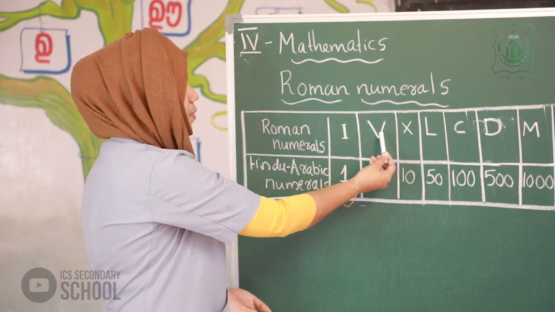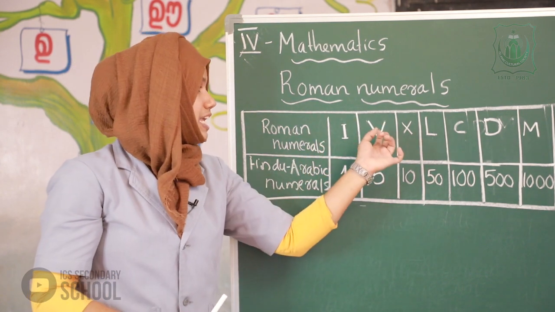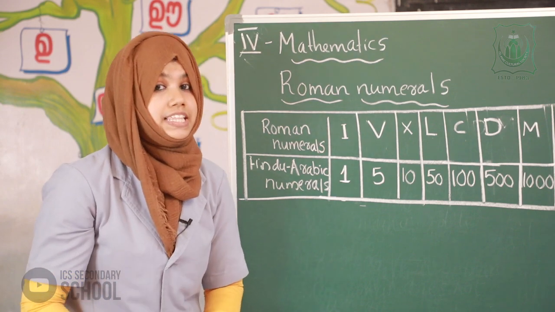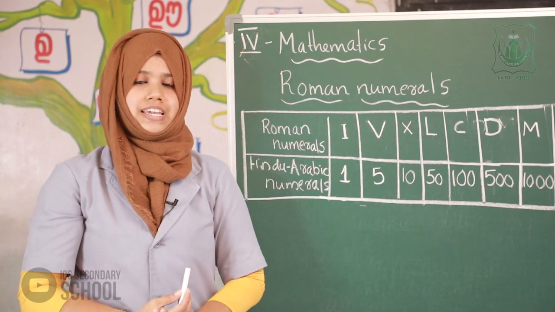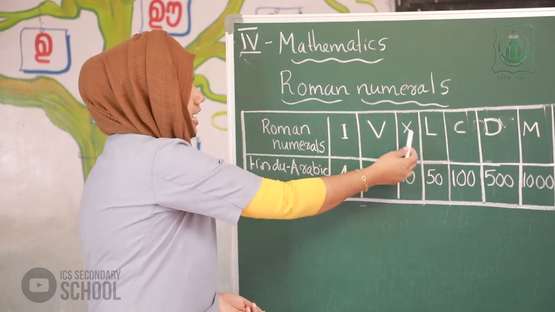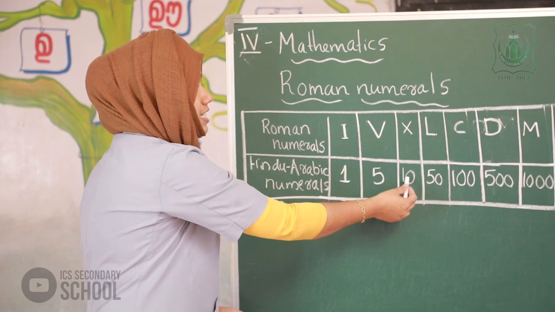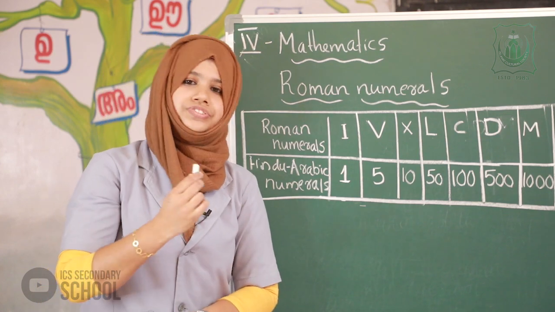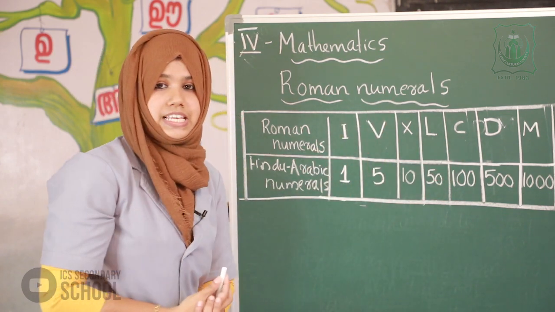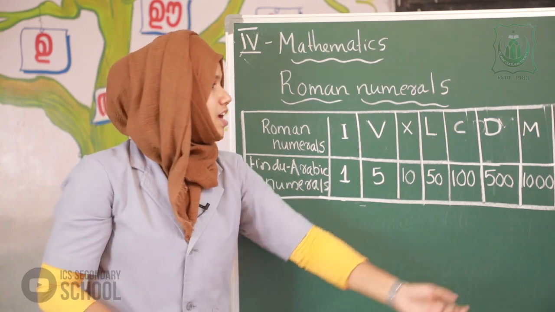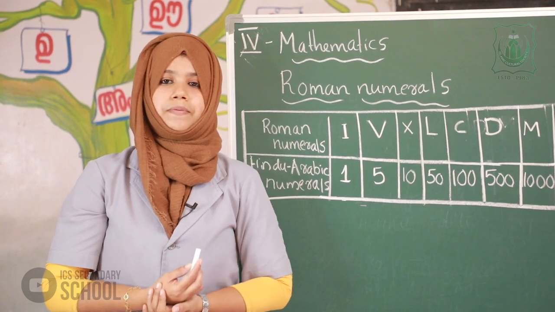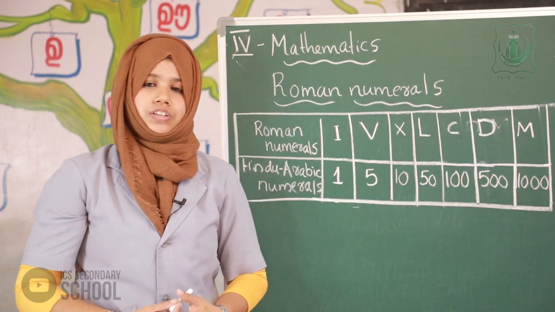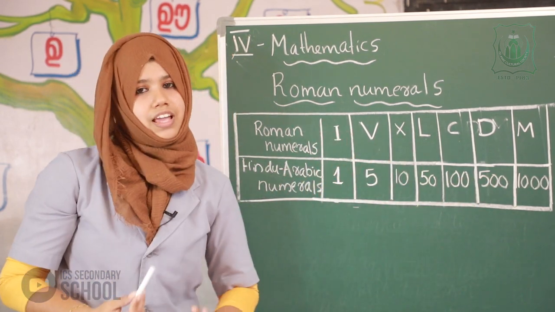The second one is V, and it represents the number 5. The third one is X, and it represents the number 10. L represents the number 50, C represents the number 100, the letter D represents the number 500, and the letter M represents 1000. Commonly we use I, V and X.